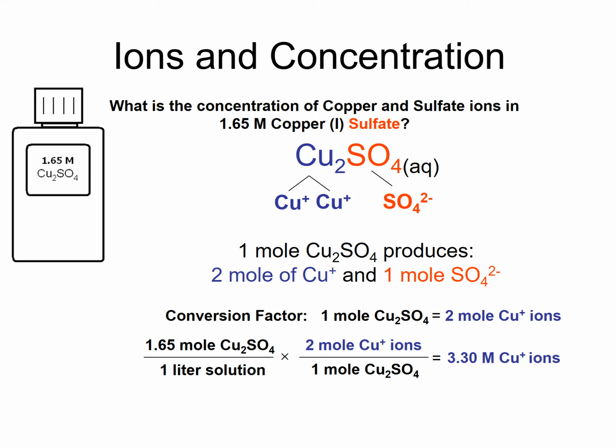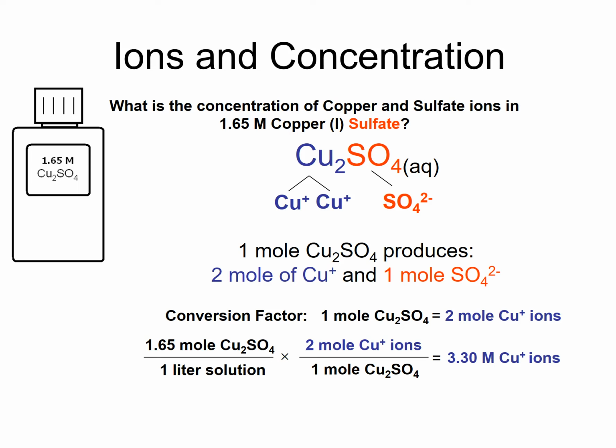Here I've begun on the left-hand side with the original solution concentration. Recall that 1.65 molar means 1.65 moles of copper sulfate per 1 liter of solution, and that's how we start things off. Then we multiply by the conversion factor, which converts 1 mole of copper sulfate to 2 moles of copper ions, and I arrange things so that the moles of copper sulfate cancel out. The answer is 3.30 molar copper ions.